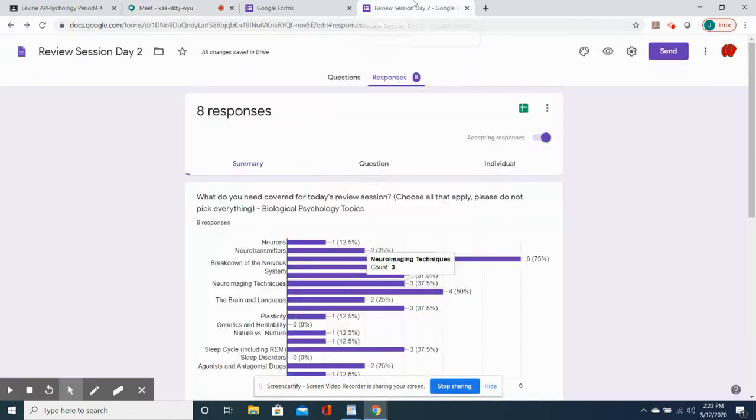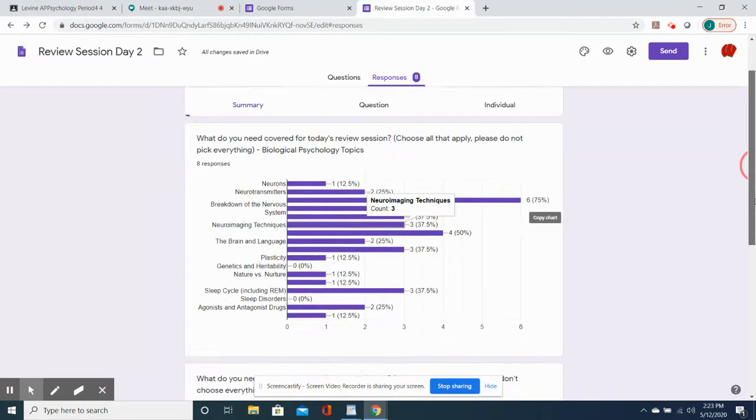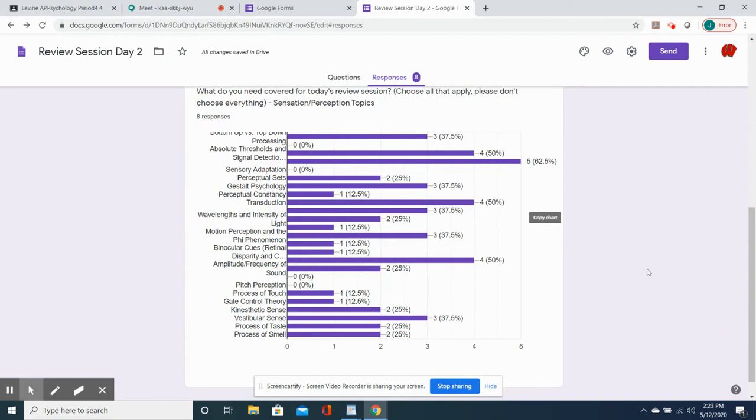So now we're going to get into sensation and perception. Of the 8 responses I had, 4 or 5 people wanted to hear about some topics, so I'll go through those as we begin here. Two that really go together that a lot of people asked about were absolute thresholds and difference thresholds, along with signal detection theory and Weber's law, which kind of goes with those two.